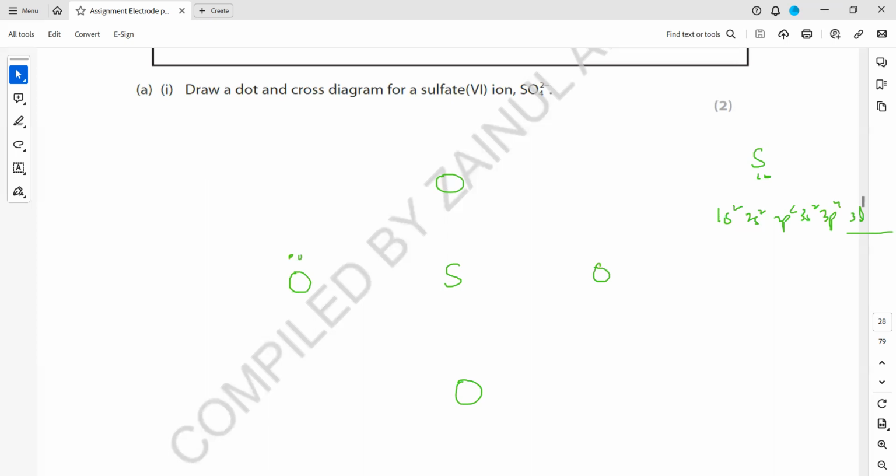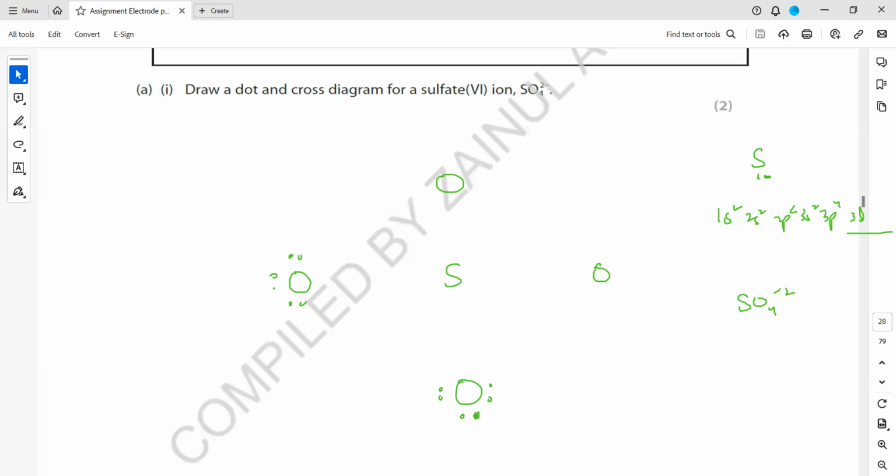So when we draw a dot and cross diagram, sulfur with oxygen, it's a sulfate ion, a -2 ion, which means there are 2 extra electrons. It's not neutral, because SO4 has the charge 2 minus. So 2 extra electrons are there, and these electrons are taken by oxygen, so we have to show these electrons. You can use any symbol; I'm using a square here.